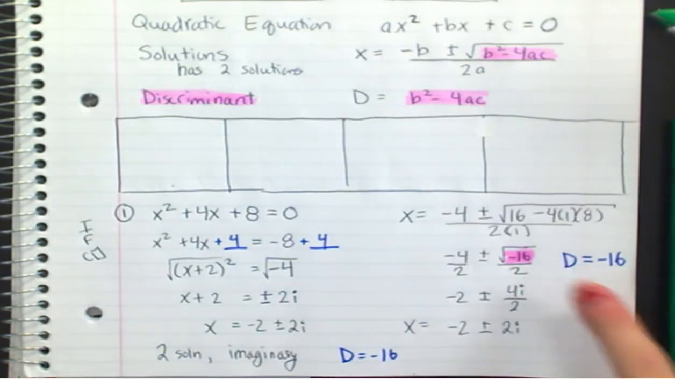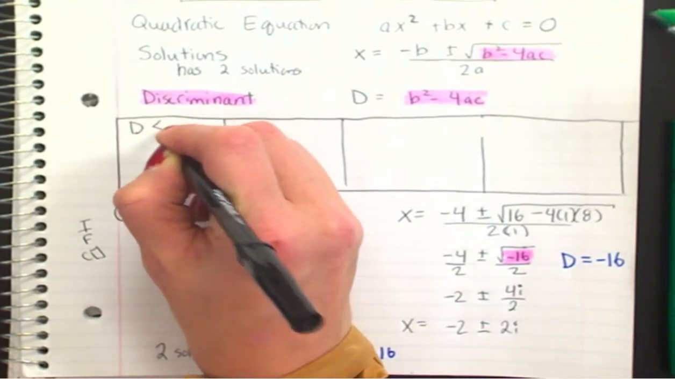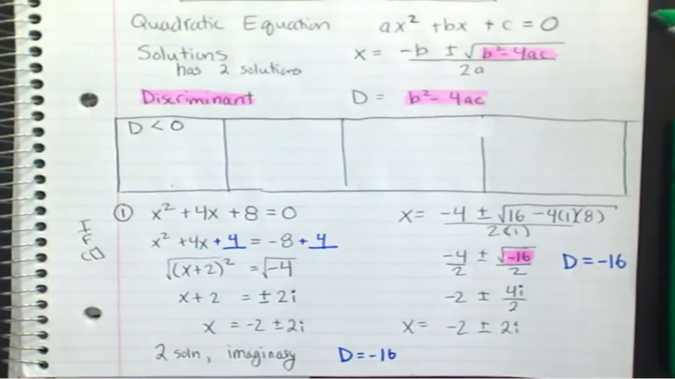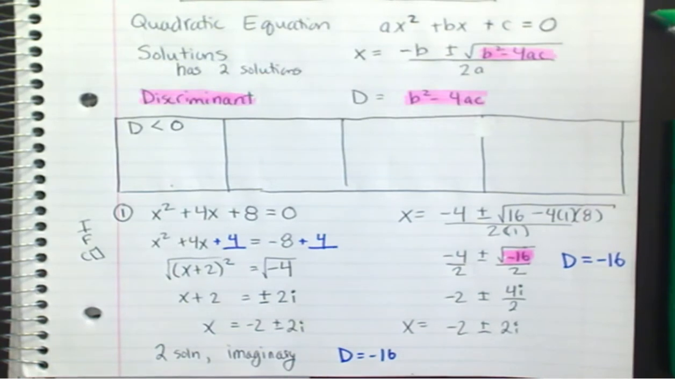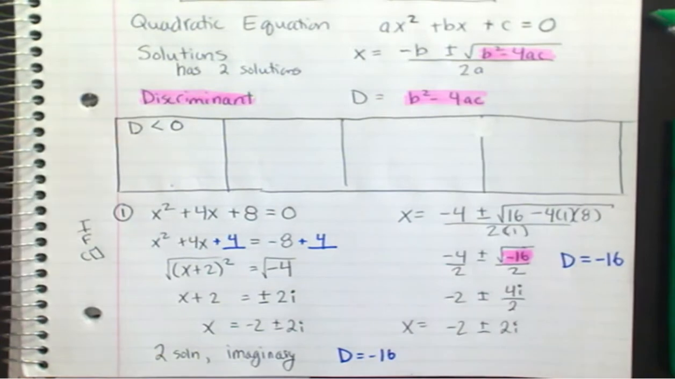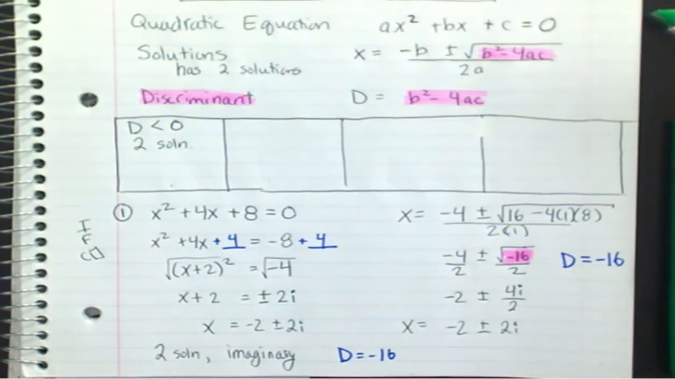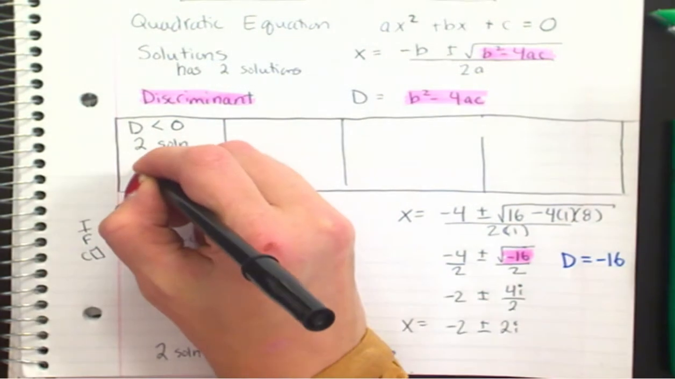A negative number went under my radical. What happened to my answers? My answers turned into imaginary numbers. And so our first category is going to be the discriminant less than 0. Now, what happens when you put a negative number under the radical? It turns into 2 imaginary solutions. Okay, so there are 2 solutions. Makes sense? There's supposed to be 2 answers. What kind are they? Imaginary.